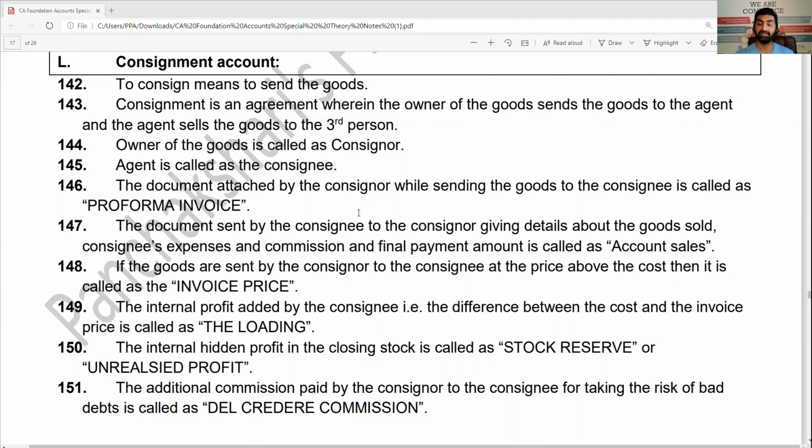When the consignee sends all the details of sale, let's say after every 3 months, that is at the end of every quarter, every month, or maybe directly at the end of the year, he sends a document to the consigner giving all the details of goods sold, his expenses on behalf of the consigner, his commission and the final payment amount. That is called account sales. So the document sent by the consigner to the consignee is called a pro forma invoice, and the document sent by the consignee to the consigner is called account sales.